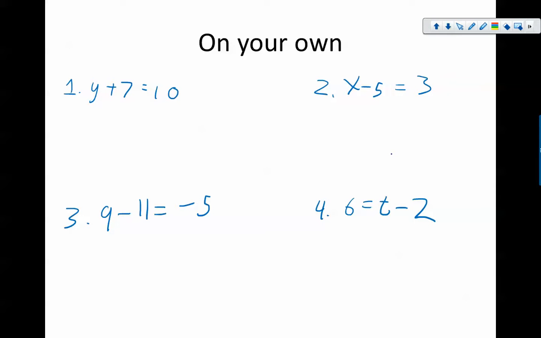All right, these were the questions that I had you do on your own. Let's go through them fairly quickly here. So y plus 7 equals 10. We need to undo the plus 7, and the way we undo that is by subtracting 7. This becomes 0, so this is just y. And then 10 minus 7 makes 3.